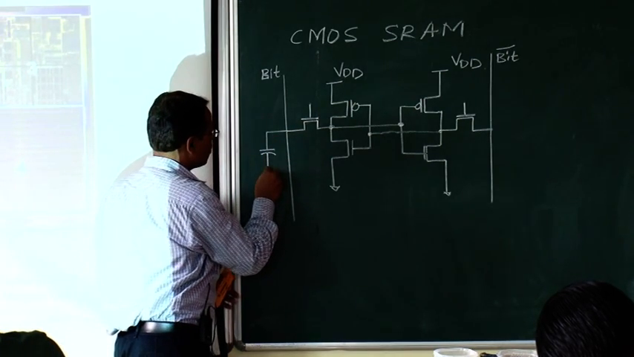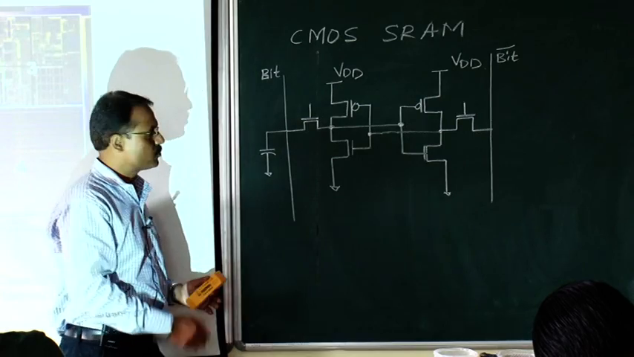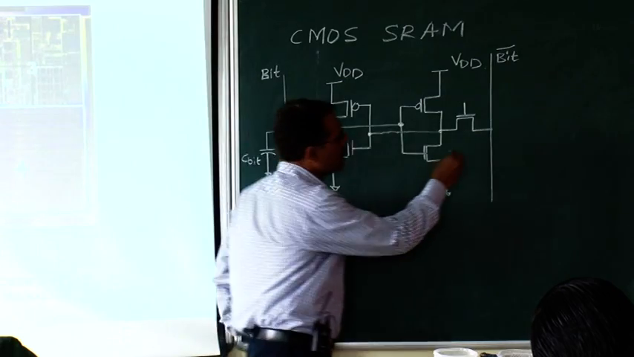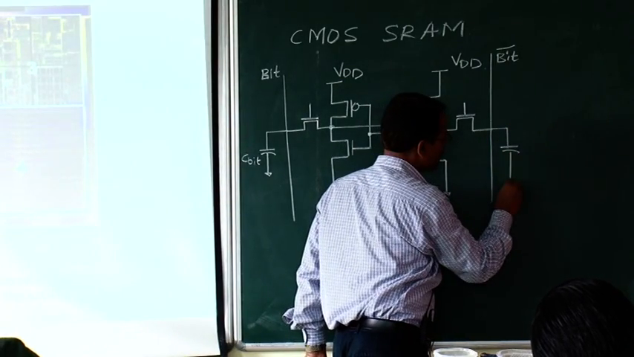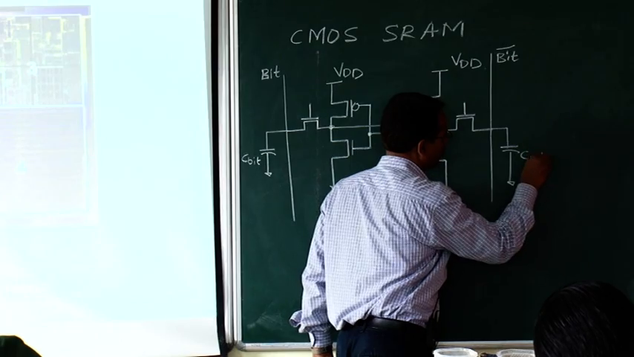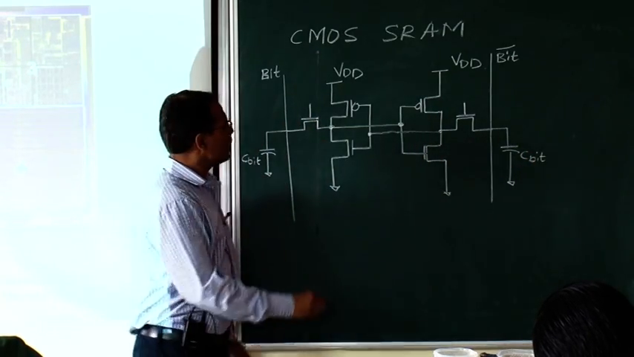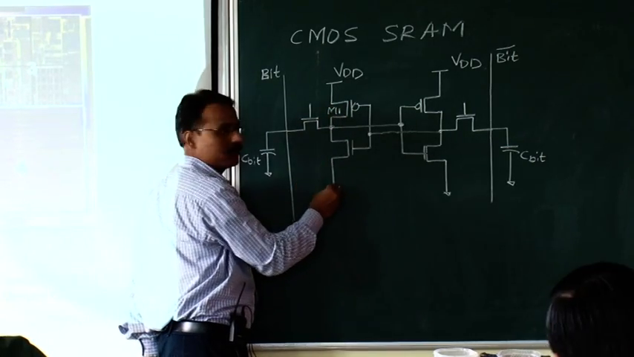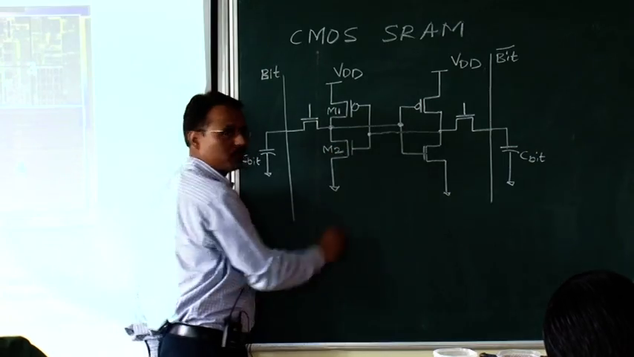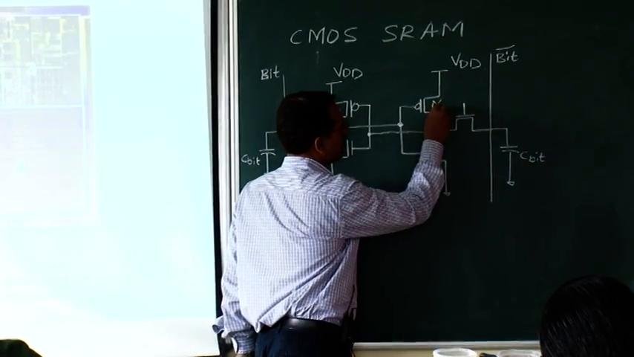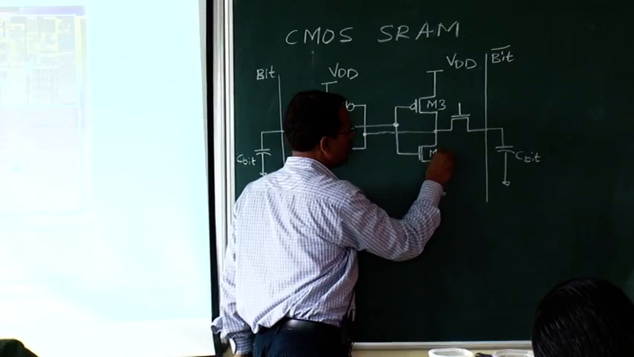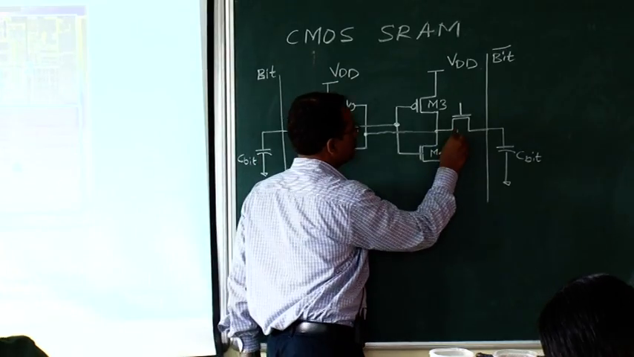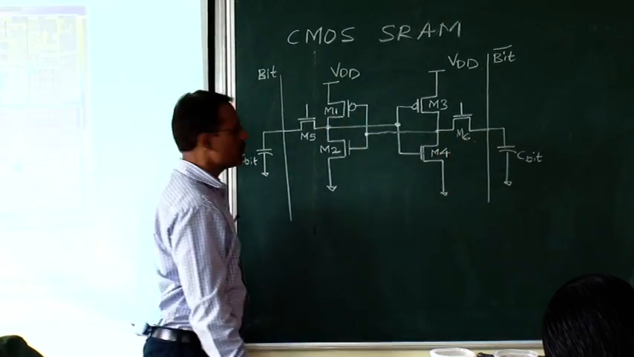This is the bit line, it has some capacitance, and that capacitance is called the bit line capacitance. Here is also some capacitance, which is also called bit line capacitance. Now for understanding purposes, I will give some numbers to these transistors. Suppose this is M1, this transistor is M2, this transistor is M3, this transistor is M4, this transistor is M5, this transistor is M6.